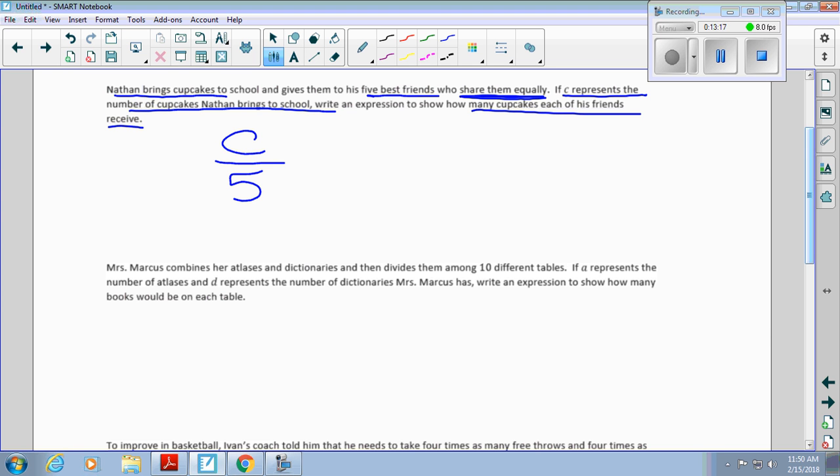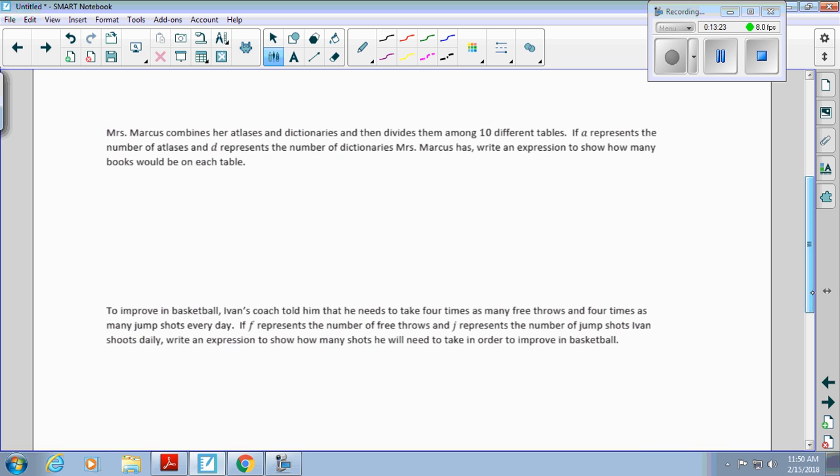Okay? The next one, it says, Mrs. Marcus combines her atlases and her dictionaries, and then she divides them amongst 10 different tables. So combining atlases and dictionaries, she divides them among 10 tables. A represents atlases, D represents dictionaries. We're running out of time, so I'm going to help you with this one. Write an expression to show how many books would be on each table.